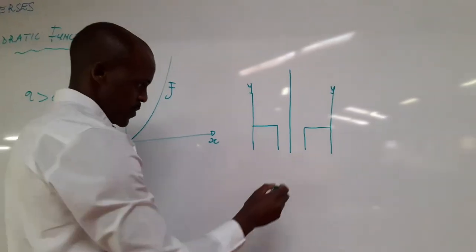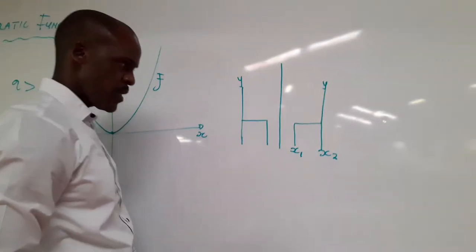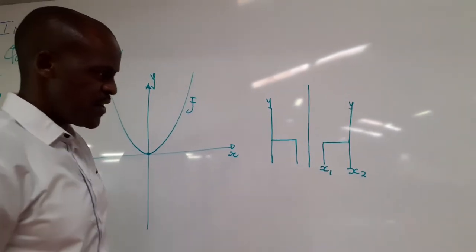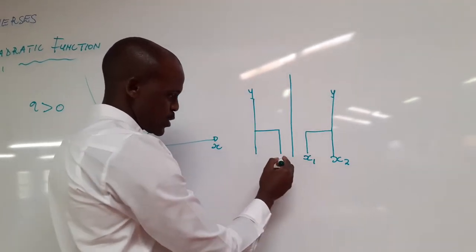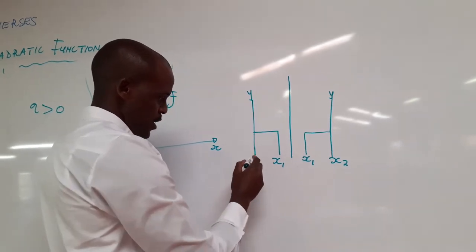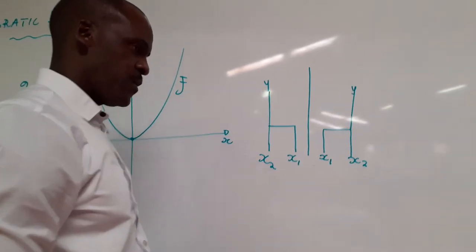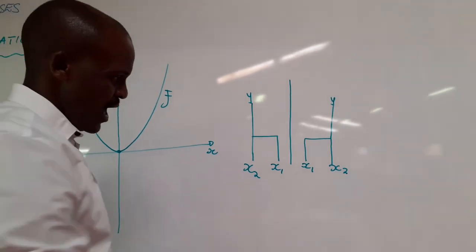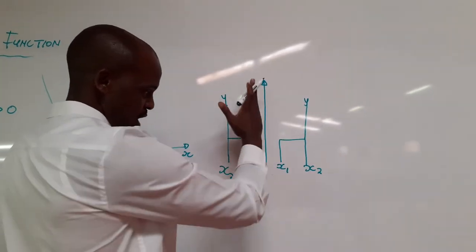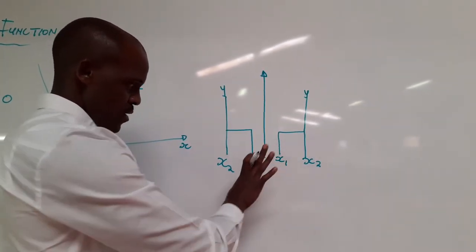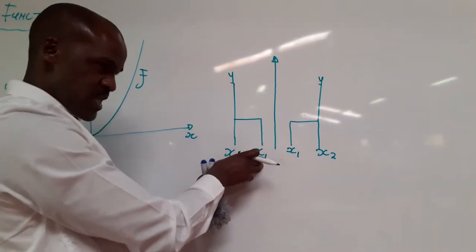When you look here, let's say x1, x2. After reflection, x1 is now here, and x2 is there. The thing that will happen after reflection, this is our vertical line. After reflecting on that vertical line, the two points x1 and x2 are now on this side of the vertical line.